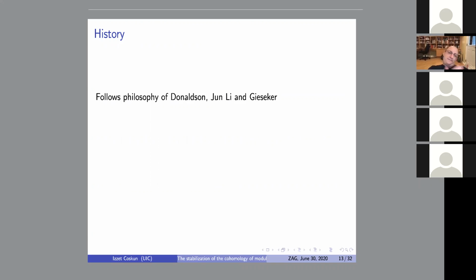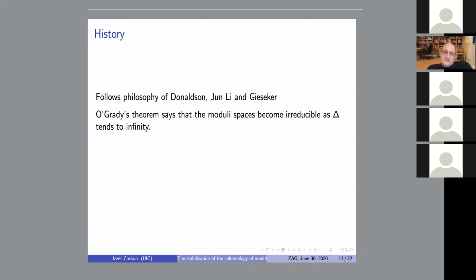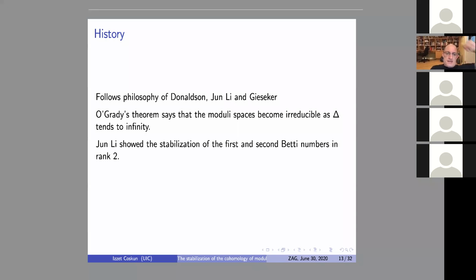And then there are various theorems of Donaldson, Jun Li, and Gieseker, and maybe put nicely in a theorem of O'Grady that says that as you let the discriminant tend to infinity, the moduli space becomes irreducible. We know its dimension, so things become much better, okay? So it certainly fits in that philosophy. And Jun Li showed actually the stabilization of the first and second Betti numbers in rank 2.